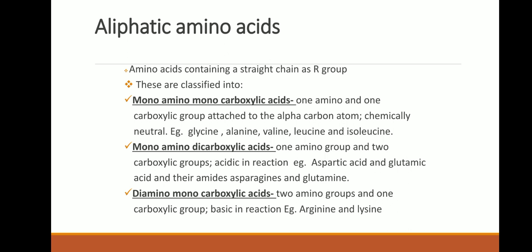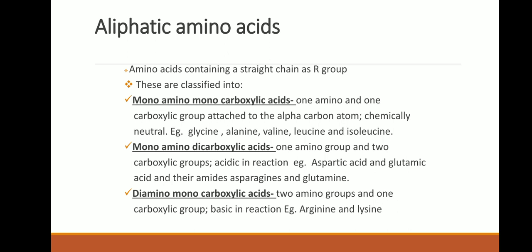And the second type of aliphatic amino acid is monoamino dicarboxylic acid. As you know, they have one amino group, monoamino, and dicarboxylic, that means 2 carboxylic groups. Monoamino dicarboxylic acids have one amino group and 2 carboxylic groups. So they are acidic in reaction. Example, aspartic acid, glutamic acid, etc.